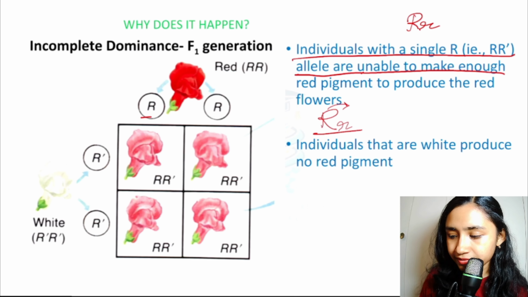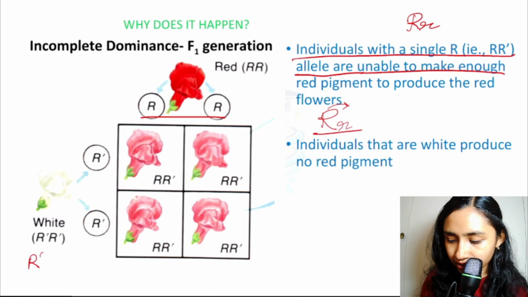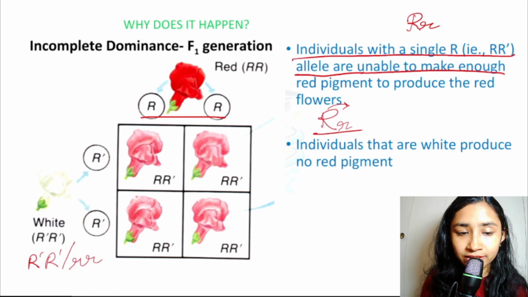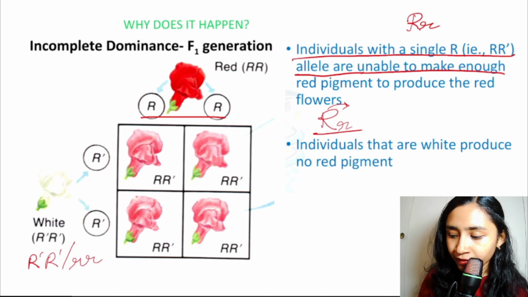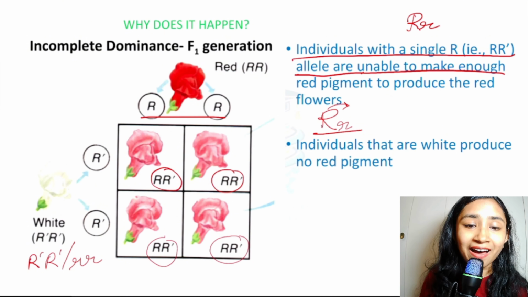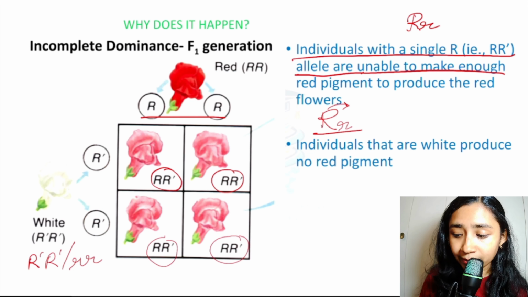Suppose this is a red flower, capital R, and this is the white flower, R dash, or you can also write it as small r. If you cross it, I told you how to do the Punnett square. All the flowers are capital R, small r, and have you looked at their phenotype? They are all pink. They are not red, because there is a capital R present and small r.